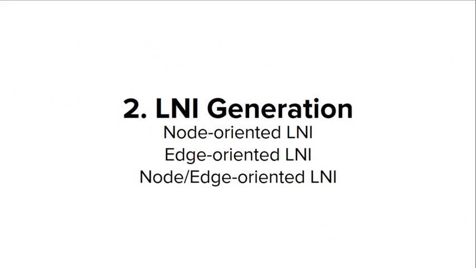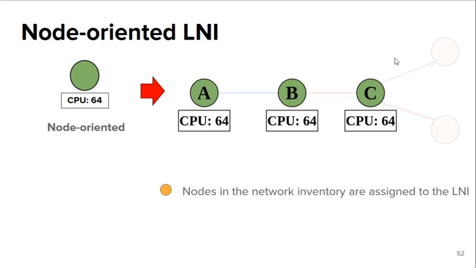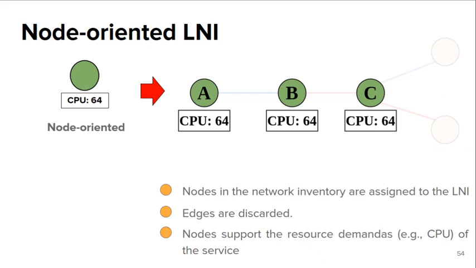Once the classification of a network service has been done, the process of building up a logical network inventory is in accordance with such classification, so that we have three different types of logical network inventories. In a node-oriented LNI, a set of nodes in the network inventory are assigned to the logical network inventory. Edges are discarded. Such selected nodes have to support the CPU capacity constraint of network function nodes in a network service.